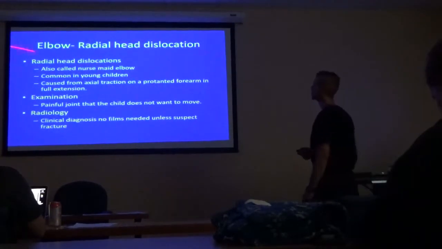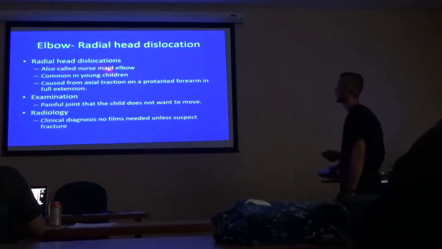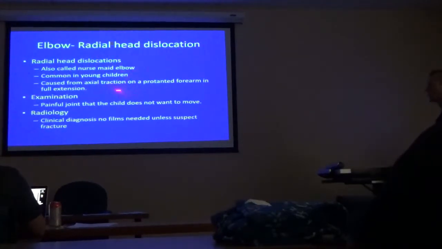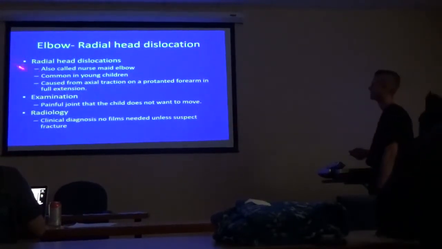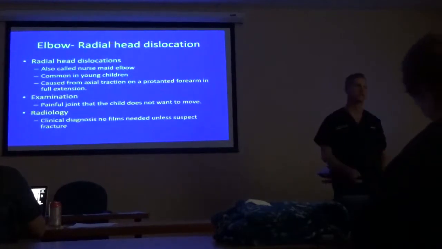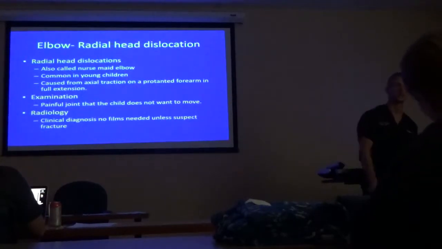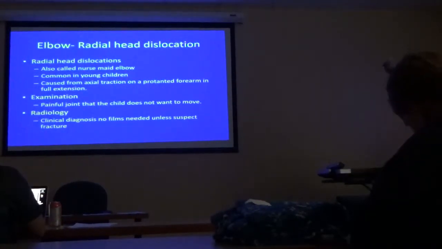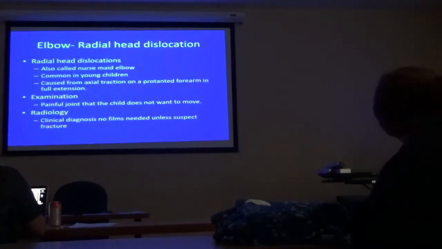Radial head dislocation, so we're going to talk about a pediatric thing real quick, also called nursemaid's injury. God, I see these all the time. They happen all the time. Common in young children, caused by axial traction on a pronated forearm in full extension. That's a fancy way of saying that some mom would have their kid and just yank them up real quick. Like they're lying on the ground, they didn't want to do whatever they were doing, and she just kind of grabs the arm and pulls them up, and then dislocates their radial head.